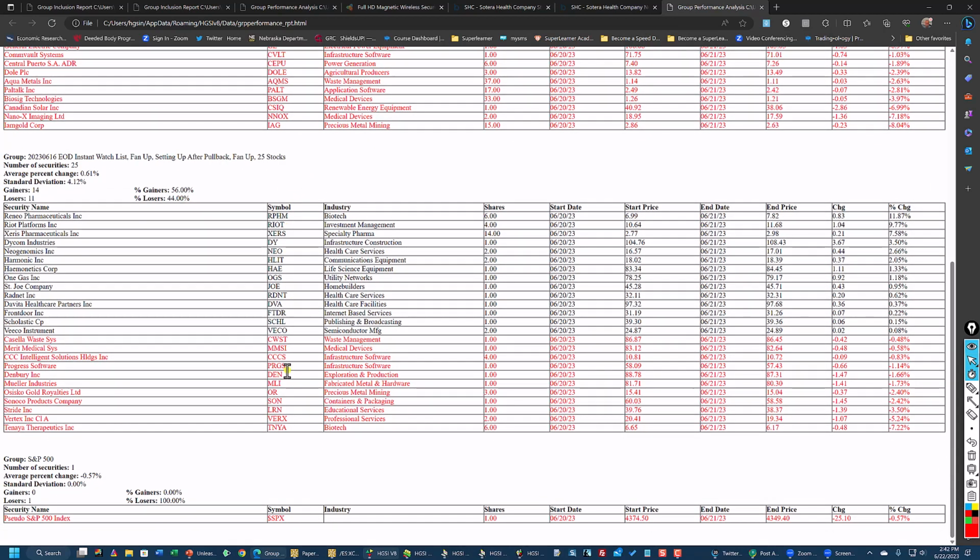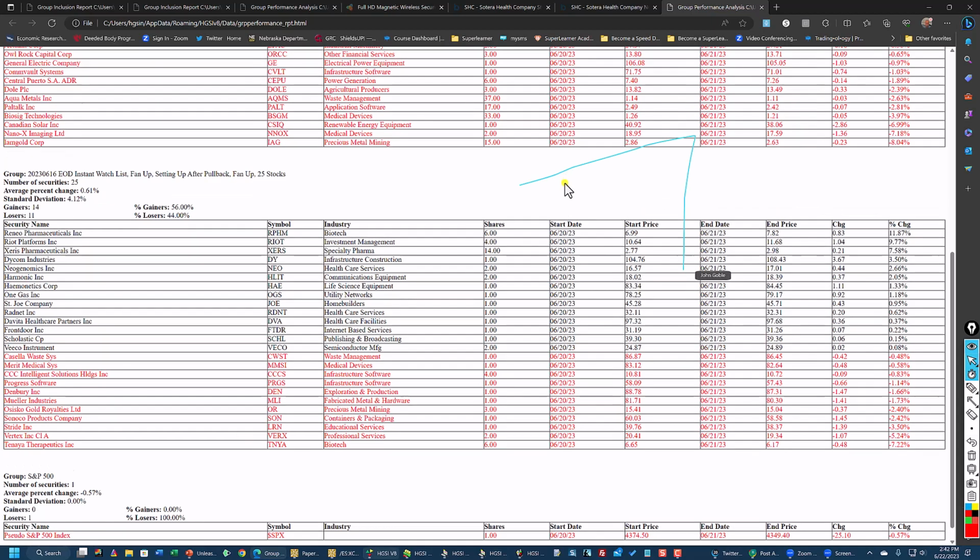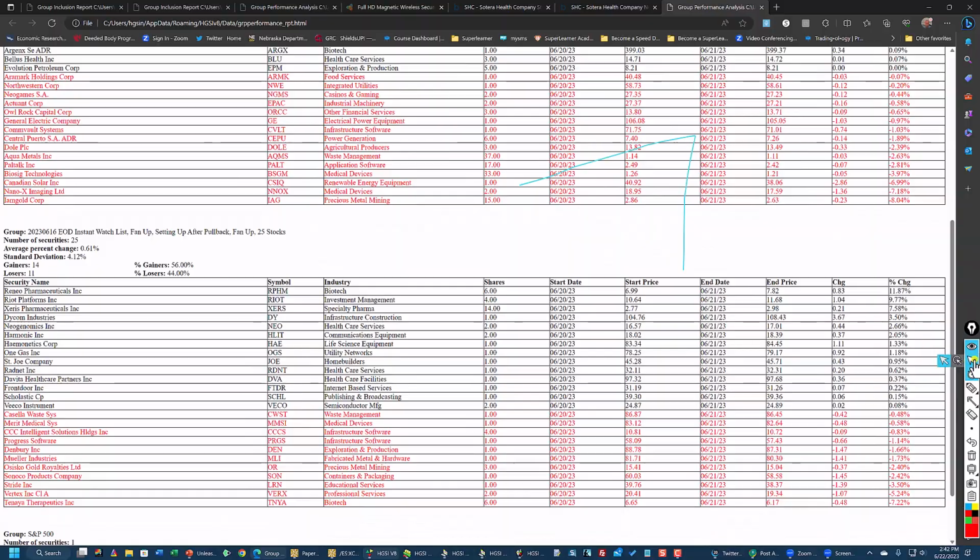But at the end of the week, with Friday's close, when I do a video next week, I'll run this and we'll see if any of those stocks performed well.